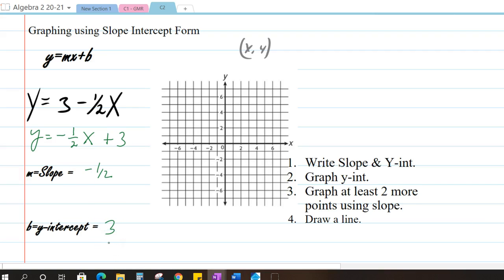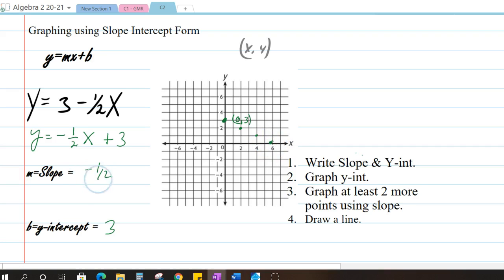Now step 2, graph that y-intercept. Y-intercept is at 3 on the y. 1, 2, 3. Put a circle there. Technically, you should label your points 0, 3. Now, using your slope, graph at least 2 more. My slope is negative 1 over 2. That means I'm going to go down 1 and to the right 2. Down 1, to the right 2. And I can just keep doing this over and over.